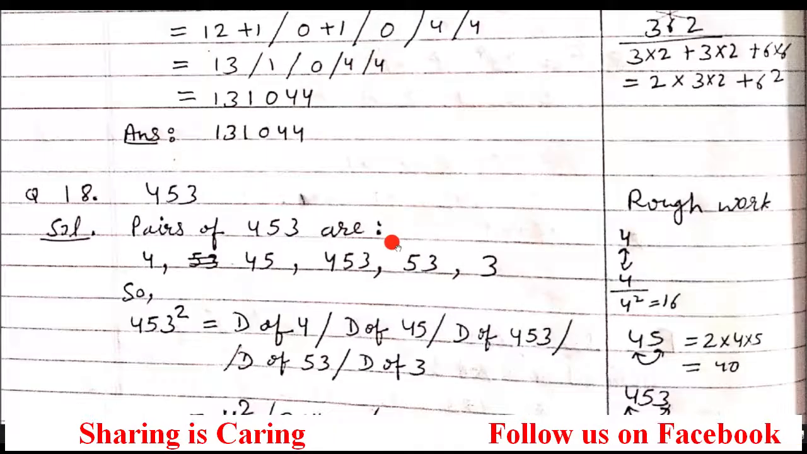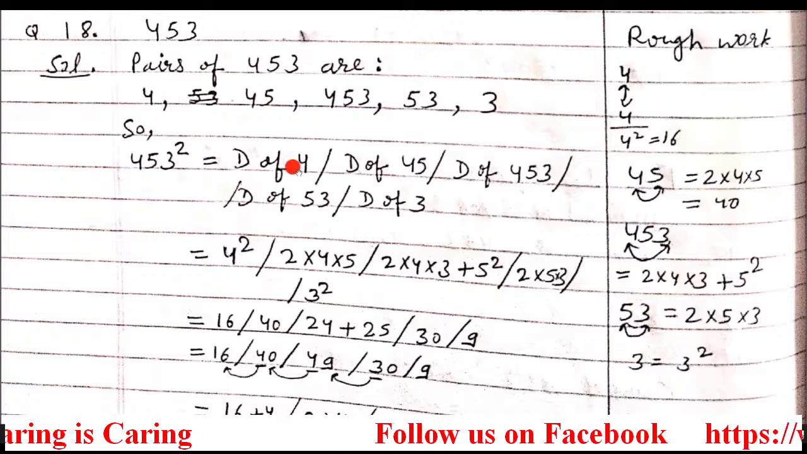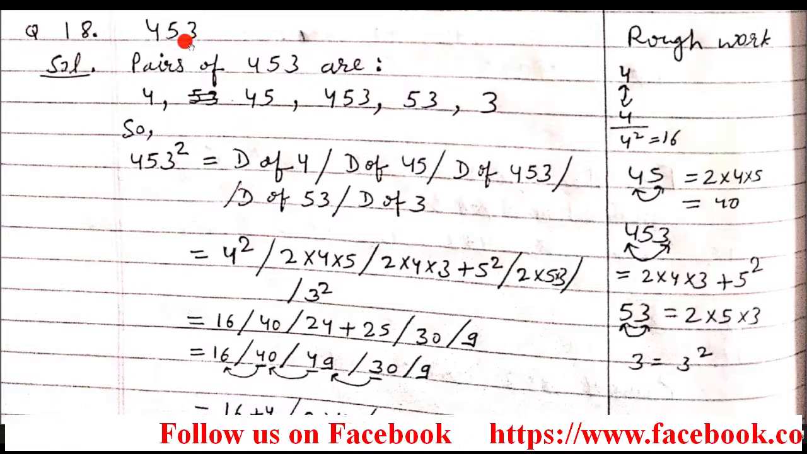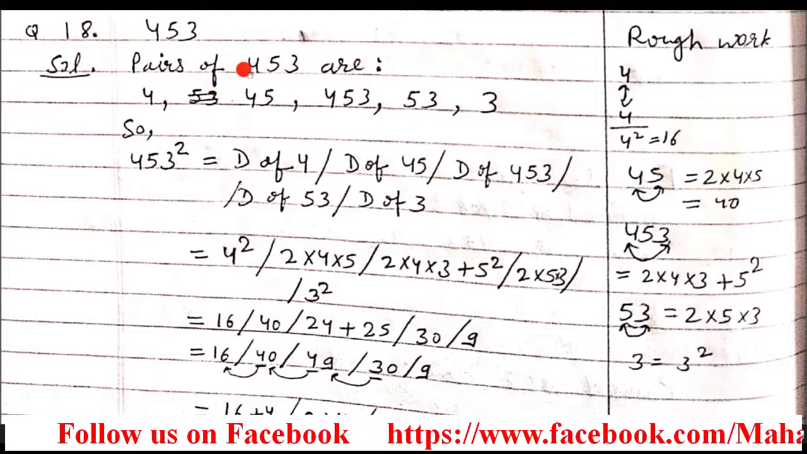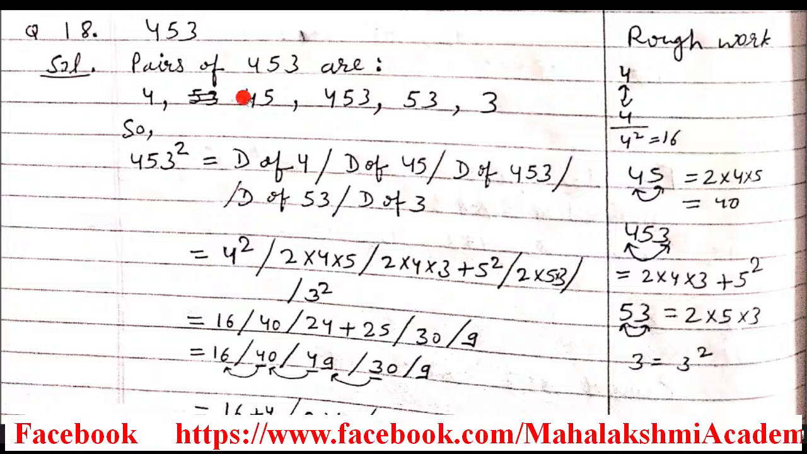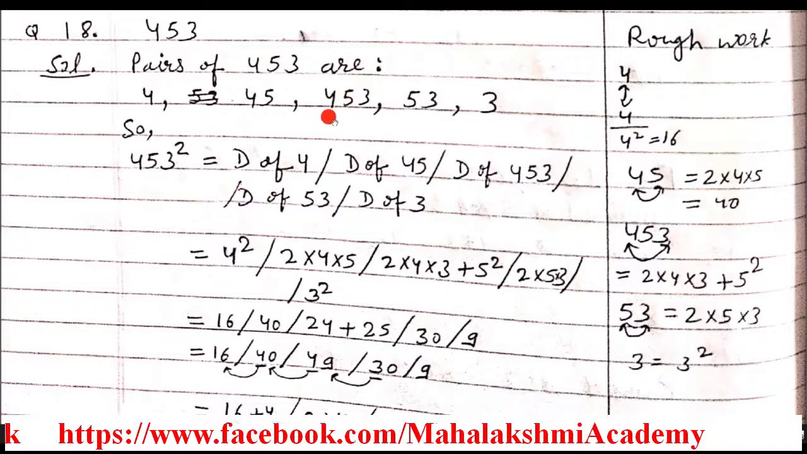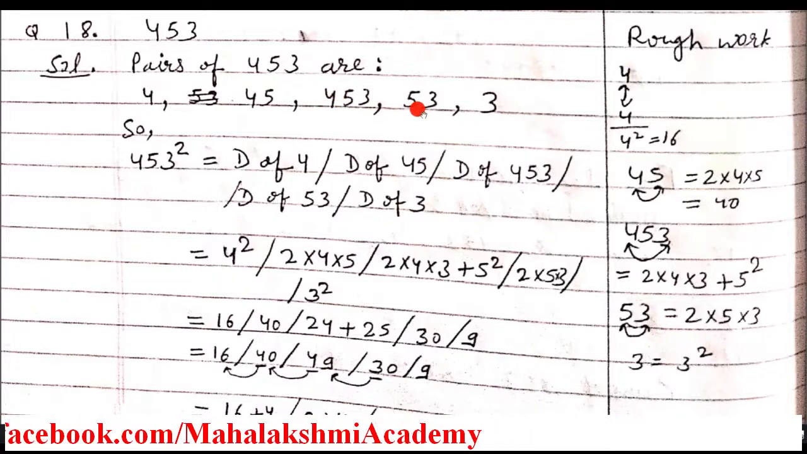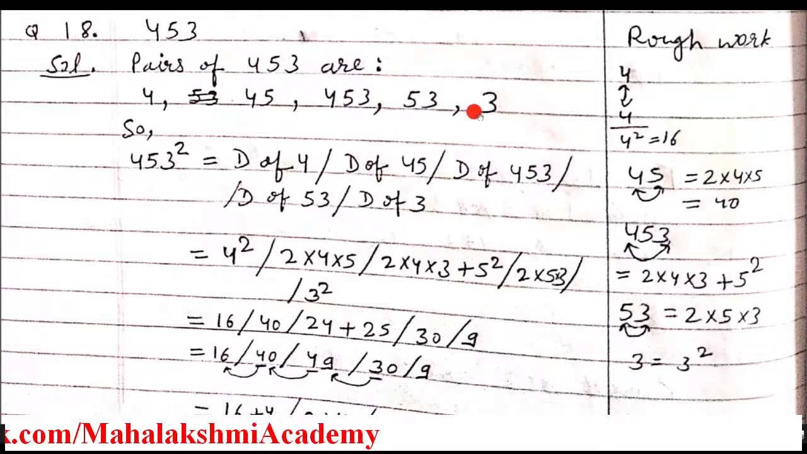Now we will move to question number 18. In question 18, we have to find out the square of 453 by the Dvandva method. So we will make the pair. How to make the pair? As I explained in the previous question: first 4, then 4 5, then 4 5 3. Now start to reduce. Cut 4 from here, so you will get 5 3. Cut 5 from here, you will get 3. Then write down this math step.